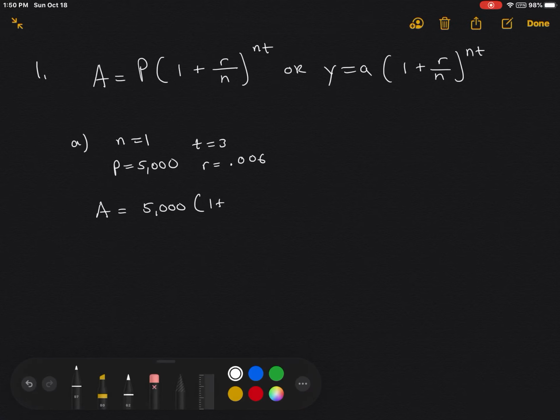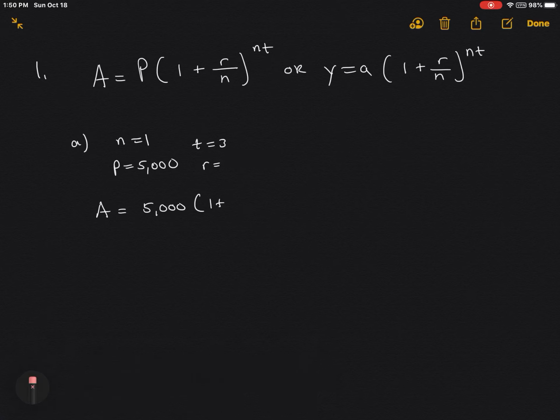actually, I'm sorry. This should not be 0.006. It should be 0.06. Okay. 1 plus 0.06 over N raised to the NT, 1 times 3. If you plug this in your calculator, you should get the answer that I wrote in the notes. 5,000 times 1.06 raised to the third power. You're going to get $5,955.